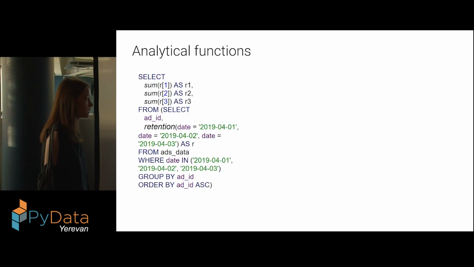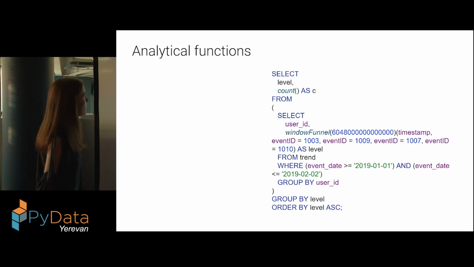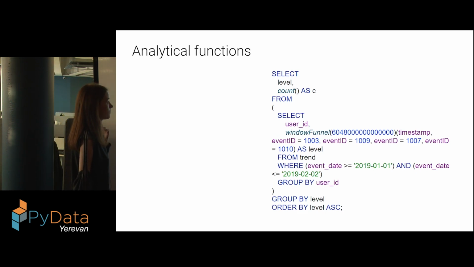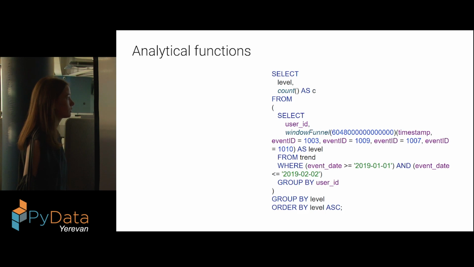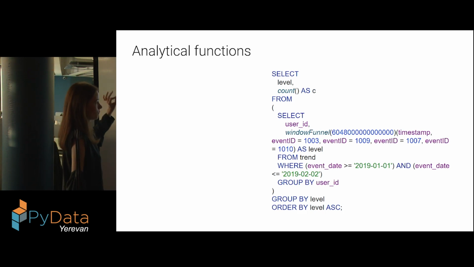Also, ClickHouse has a lot of analytical functions that already do a lot of work for you. For example, you can have the retention function that already calculates all the retention. Before I knew about this function, I did retention with joins, but you can avoid that and use this function. And also they have window funnel, and you can calculate how your events go from the first event to the goal event.